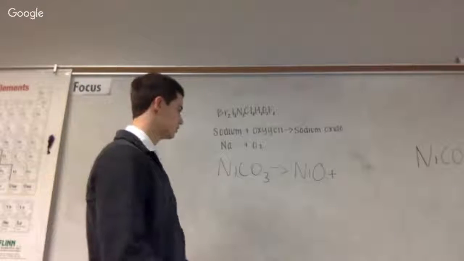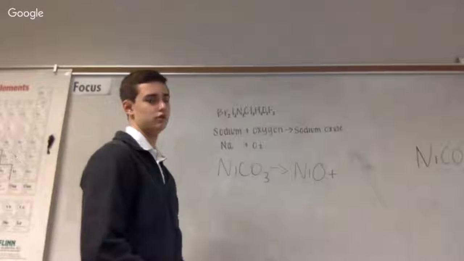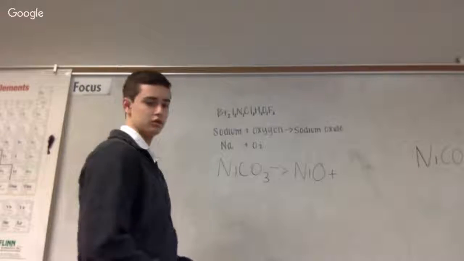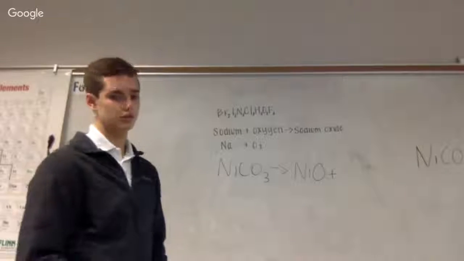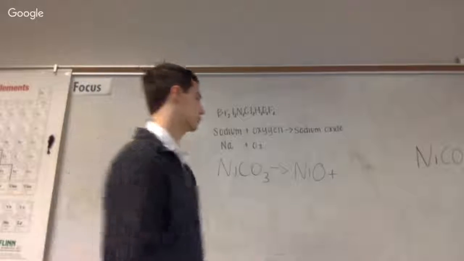If we just did a straight subtraction, if we subtracted Ni from Ni, the Ni is gone. If we subtracted one O from CO3, wouldn't that give us CO2? Can you write plus CO2 on the other side?